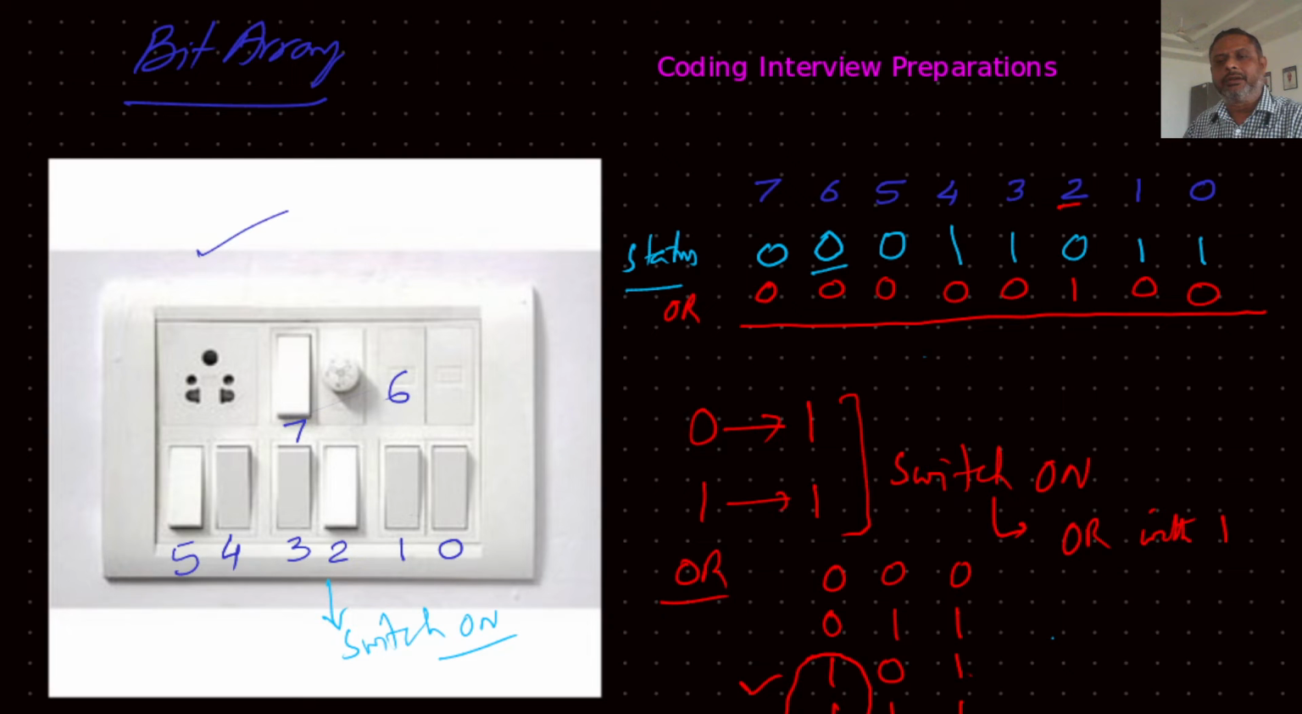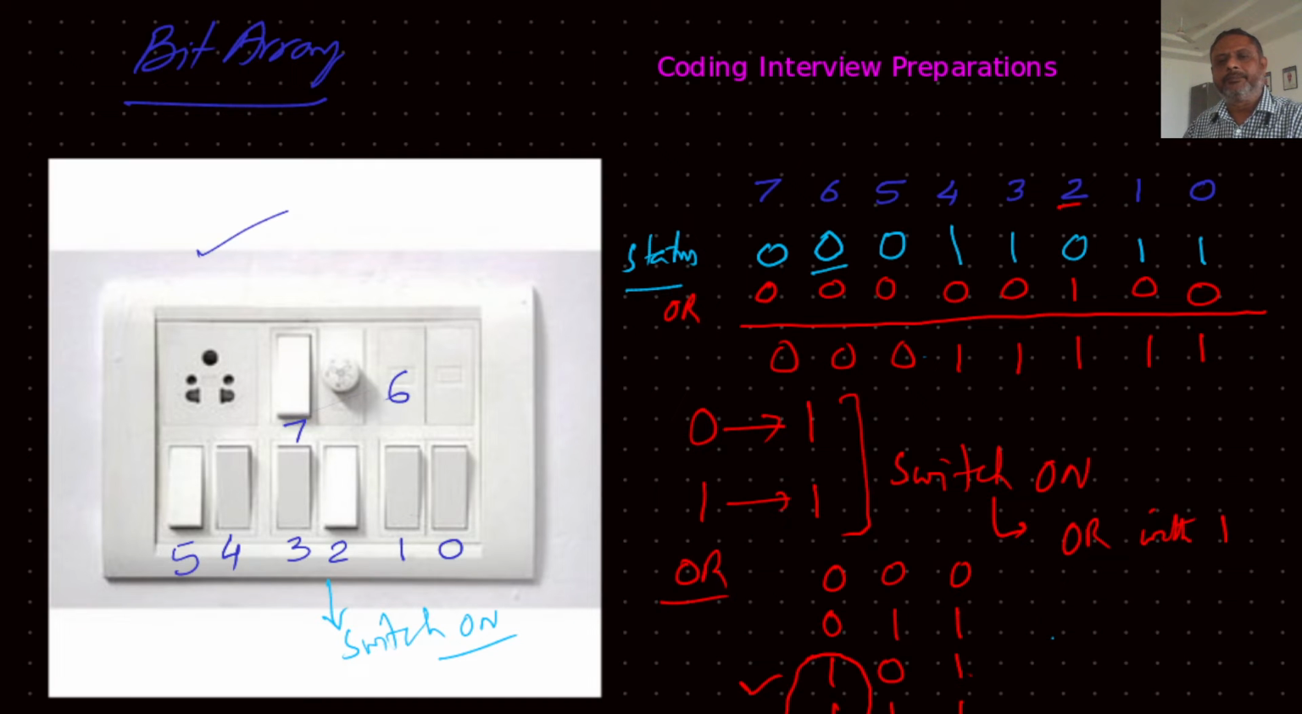So 1 or 1 is 1, 1 or 0 is 1, 0 or 1 is 1, 1 or 0 is 1, 1 or 0 is 1, 0 or 0 is 0, 0 or 0 is 0, 0 or 0 is 0.